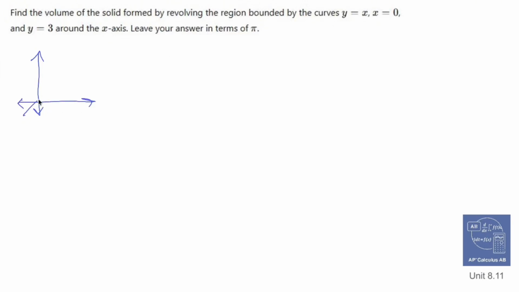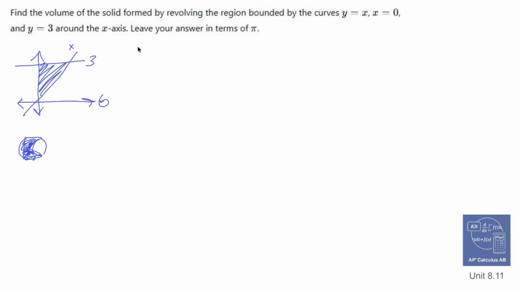y equals x, easy. y equals 0, that. x equals 0 is the y-axis, that. y equals 3 is that. So we have 3, we have x, and we're spinning it around the x-axis. By spinning this around the x-axis, we're creating this weird circular shape that I will do a terrible job drawing out. But that's what we're going to get. That's not that bad. Since there's space in between, this is going to require the washer method.